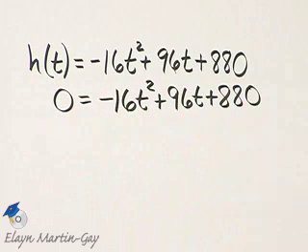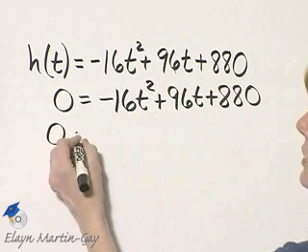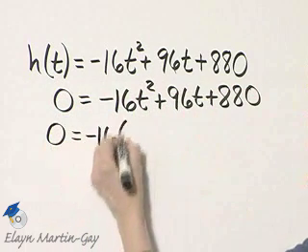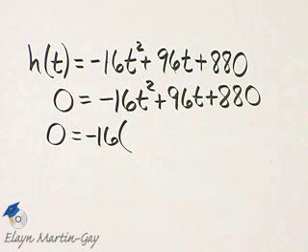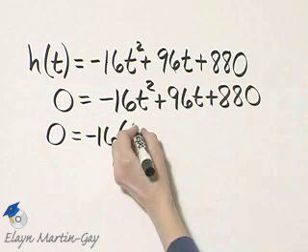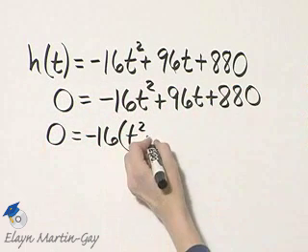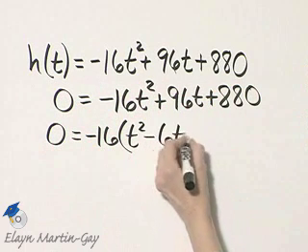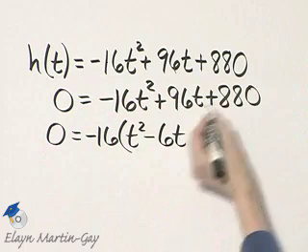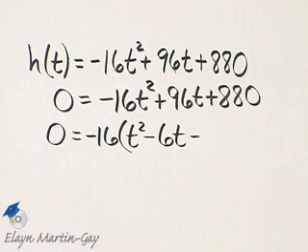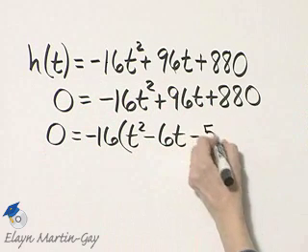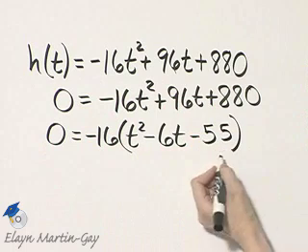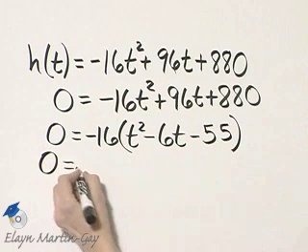t. How do we solve this quadratic equation for t? Notice, first of all, you can factor out a common factor of negative 16. This term divided by negative 16 is t squared minus 96t divided by 16 will give me 6, and then I have my t, and then I'll have a minus, and 880 divided by 16 is 55. And now let's continue to factor.